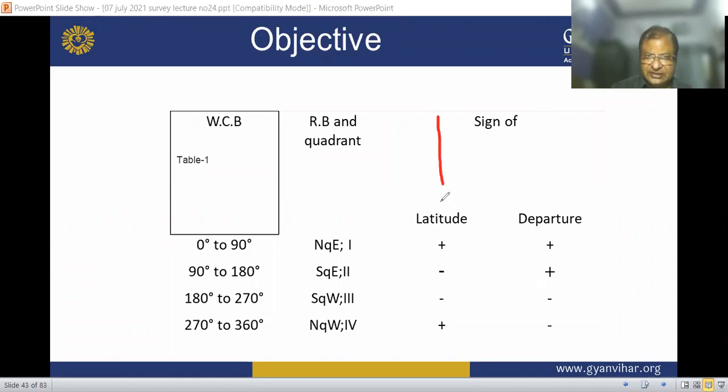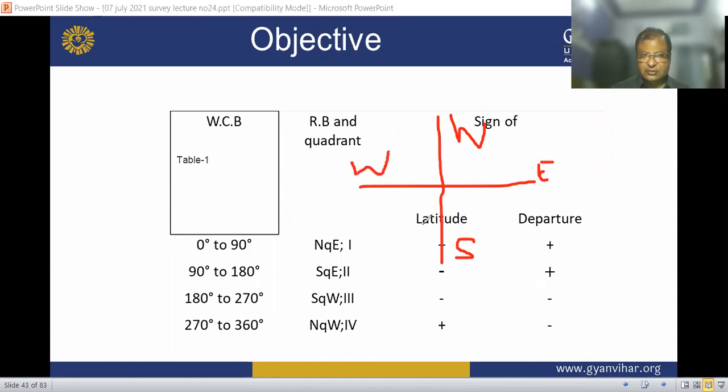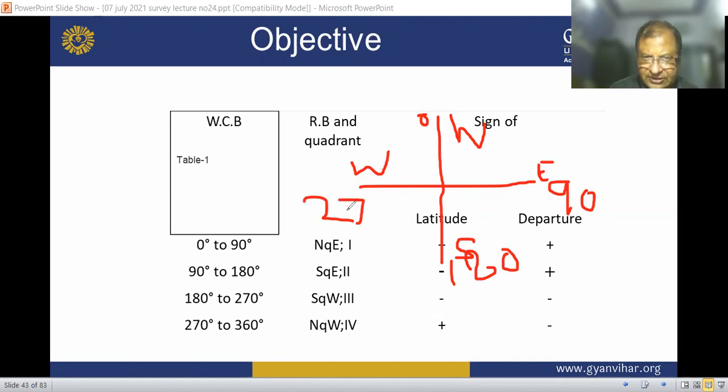If the condition is this, this is north. Now 0 to 90 degrees, see this, this is 0, 90, 180 degrees, 270 degrees, and this is 360 or 0. Correct? So when 0 to 90 degrees, this picture is north and east. Clear?